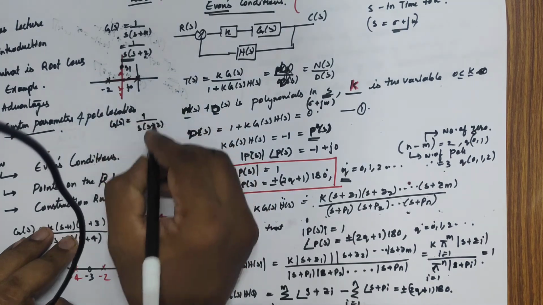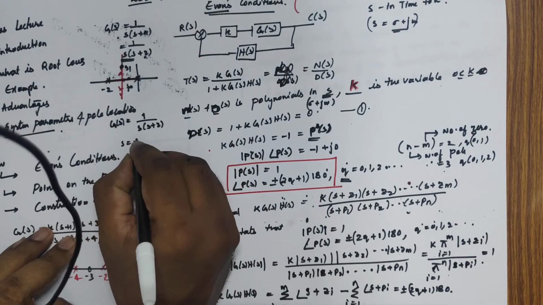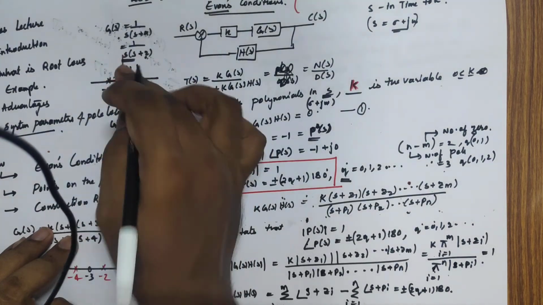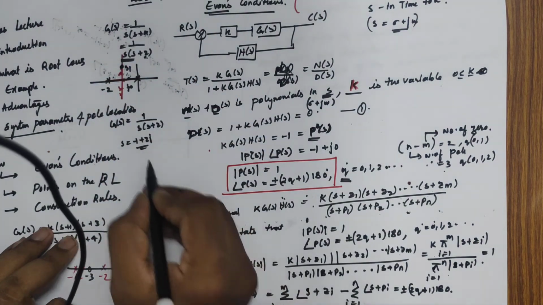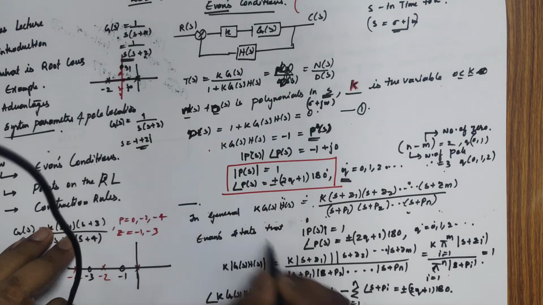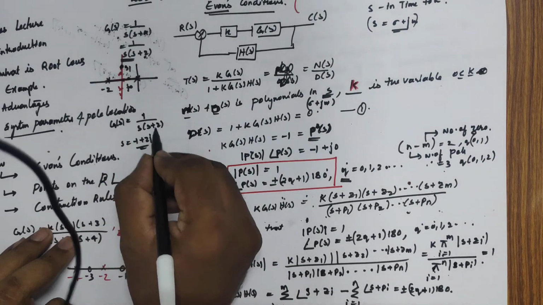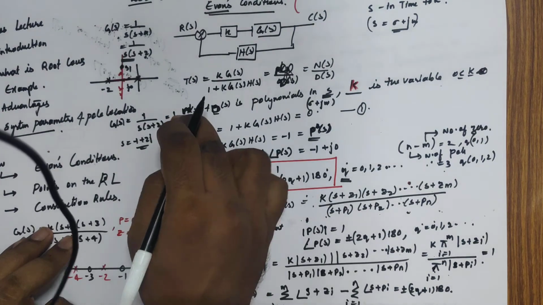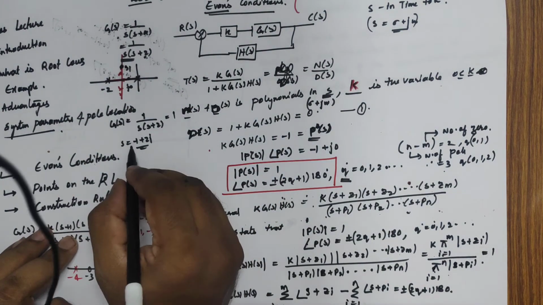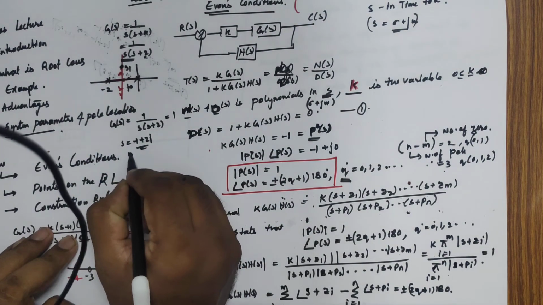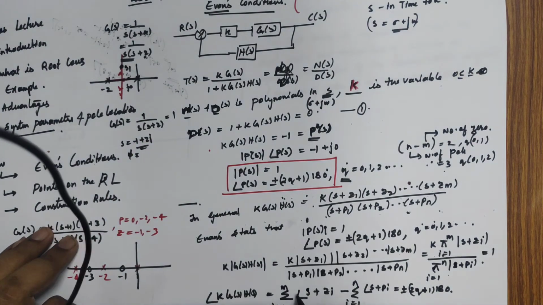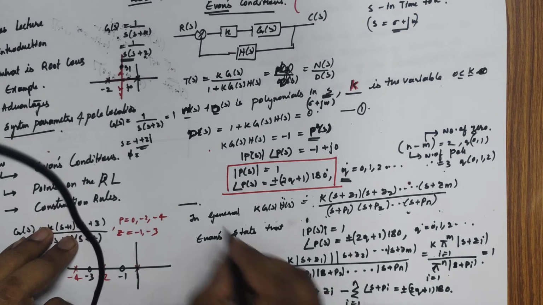Let us say I want s equal to minus 1 plus 2j to be on the root locus. What I'll do is simply substitute the s value, minus 1 plus j, in this function. I will find the magnitude; if it is 1, it satisfies the magnitude condition. And again, for the angle, the angle of the numerator is 0 since there are no zeros, so the angle is 0.